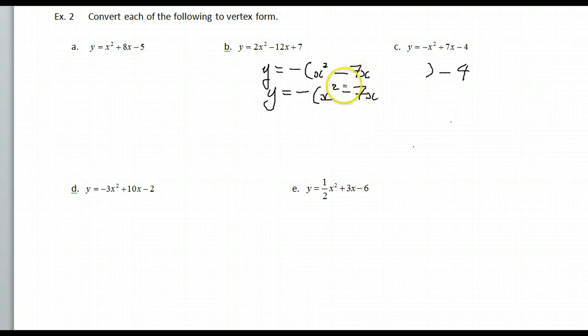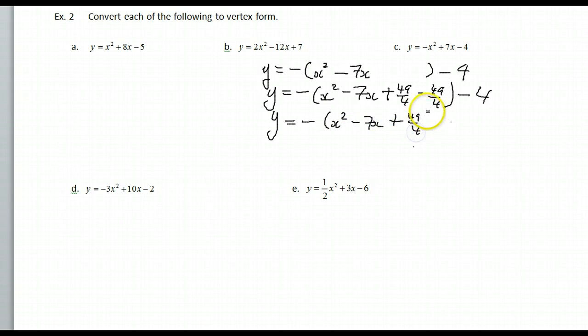Okay, now within the brackets, x squared minus 7x. Completing the square, take half the middle term. Half of 7 is 7 over 2 squared, gives me 49 over 4. Add that on, subtract it off, and minus 4. Let's remove this one from the brackets. When we do so, we're going to multiply by this negative. So y equals negative, that stays, x squared minus 7x plus 49 over 4, close the bracket. This will become plus 49 over 4 minus 4.